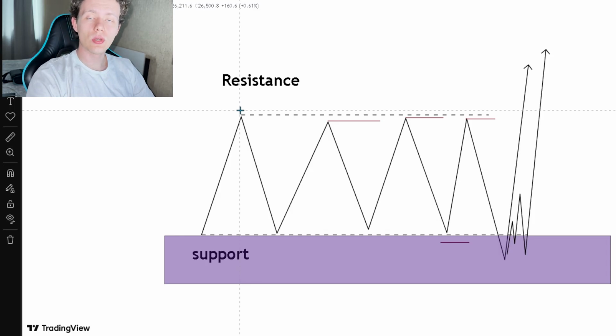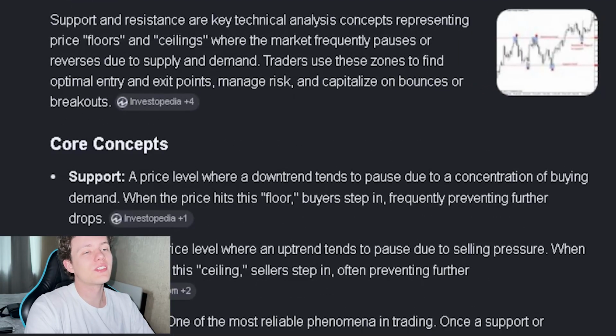So hello everyone, and today we are going to talk about support and resistance levels in technical analysis, why it doesn't work, and how to trade it perfectly by using the smart money concept. So what is support and resistance?